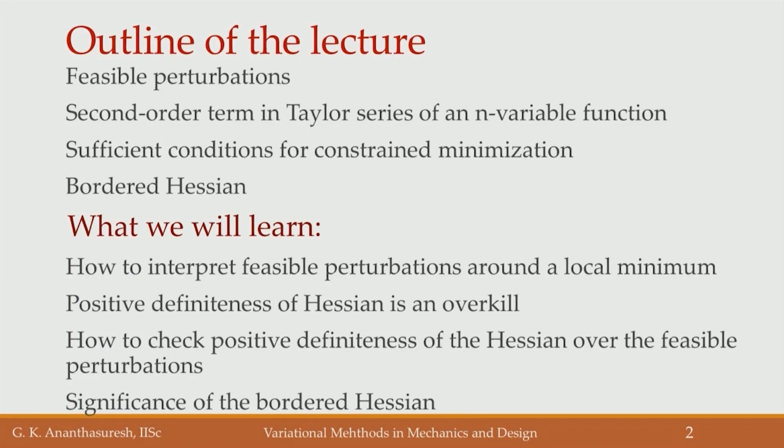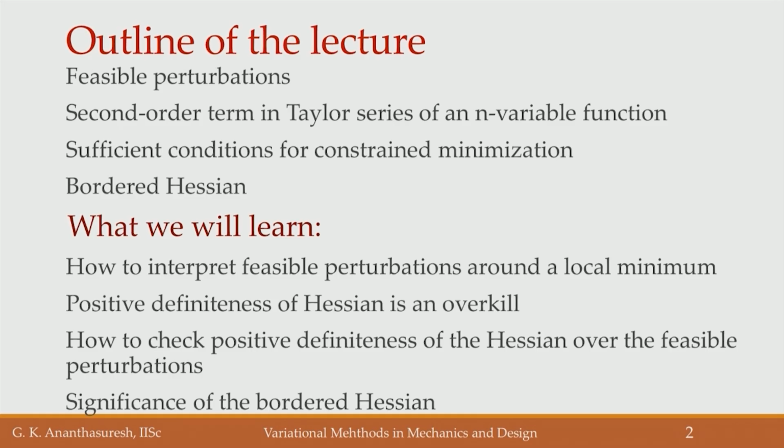Here is the outline of the lecture. We will first talk about what are called feasible perturbations. When you have constraints, you need to satisfy them when you perturb to see if a point is a minimum or not. For that, to establish sufficient conditions, we have to take the second order term in the Taylor series approximation of the n variable function. Using that, we will establish sufficient conditions and then introduce a term that is not often found in optimization books called bordered Hessian. Some good books do talk about it, many of them do not.